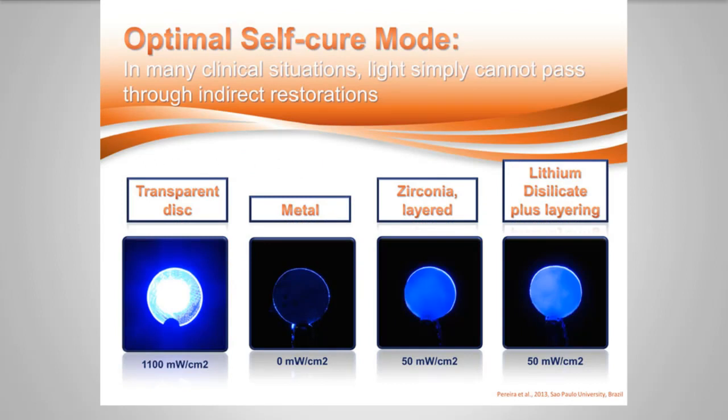But if you look at porcelain fused to metal, no light goes through. Even some of these zirconias, you think that no light is getting through. A little bit is getting through, but not that much. How about Emax? You think light would go through Emax quite a bit, but not that much, particularly when you've got layering on top of it. So you need to have a good, reliable self-cure mode with a resin cement.